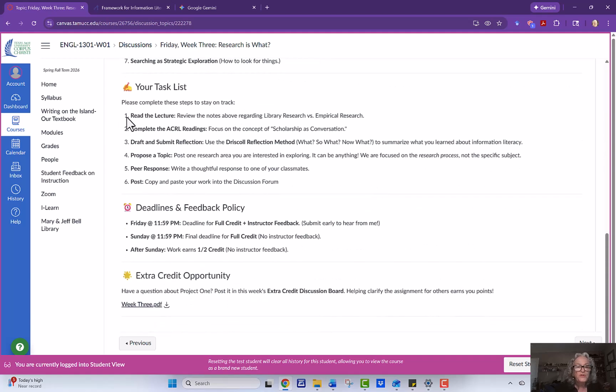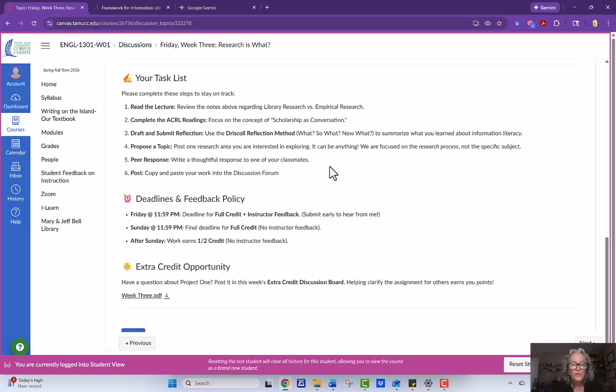And here's what you're going to do. You're going to read the lecture. You're going to read all the readings. You're going to draft and submit your reflection. You're going to post a proposed topic. What area are you interested in researching? You can do an area you did in high school. Again, it's not the topic we're interested in. You're not going to write a topic paper until you get to project 3, and then it's not a paper, it's some sort of document that's going to say, hey, this is how your audience would like this information presented. So we're focused on the process of research. And then copy and paste in the discussion forum.